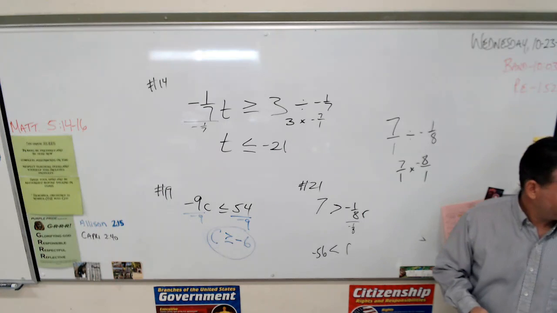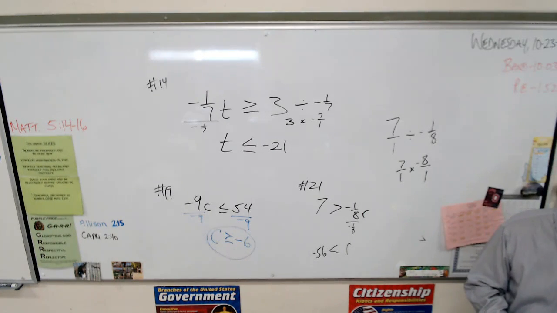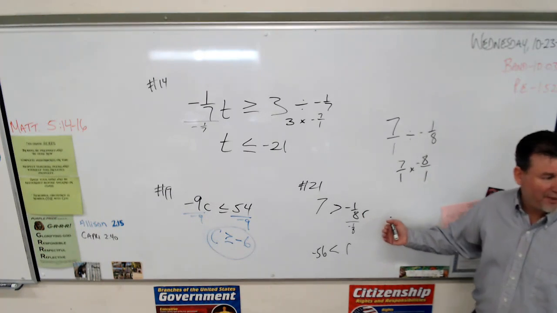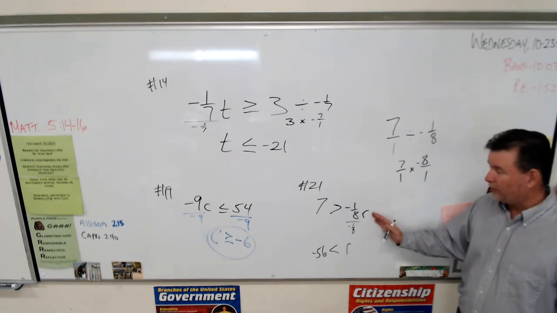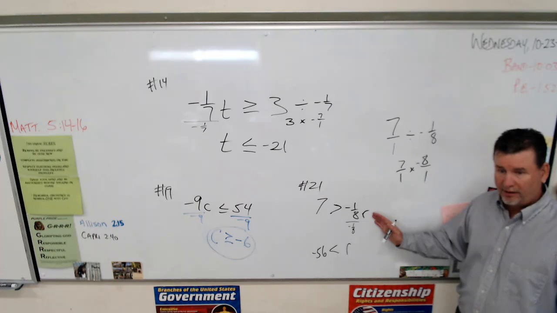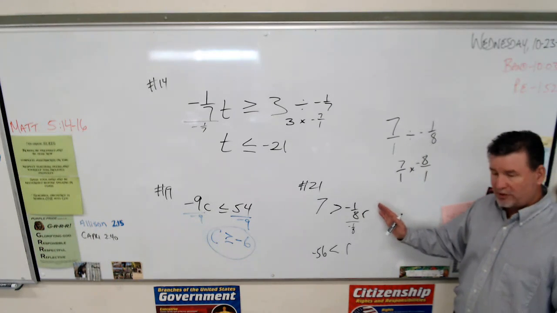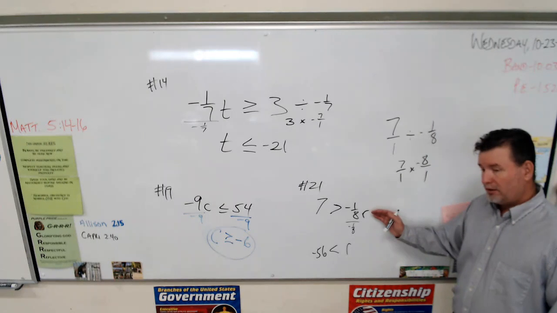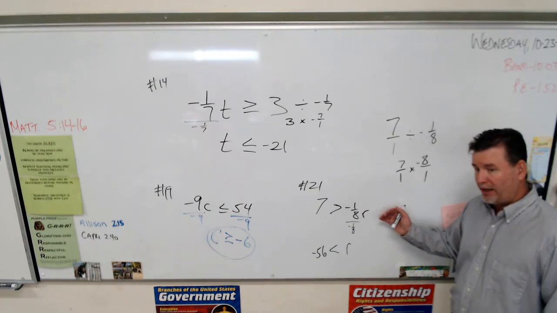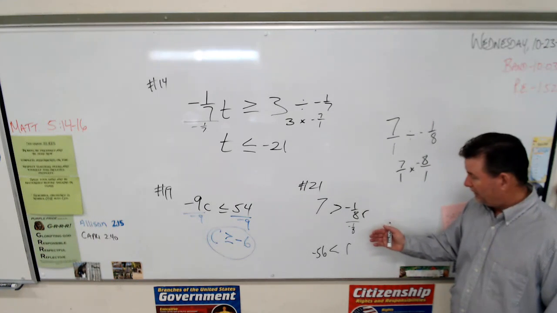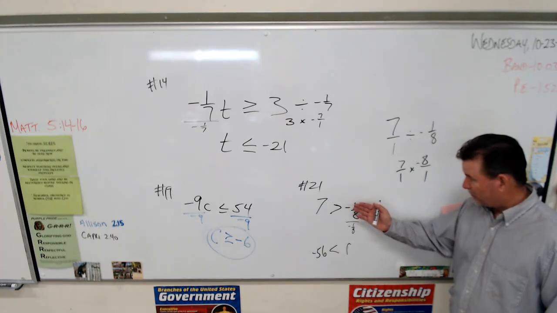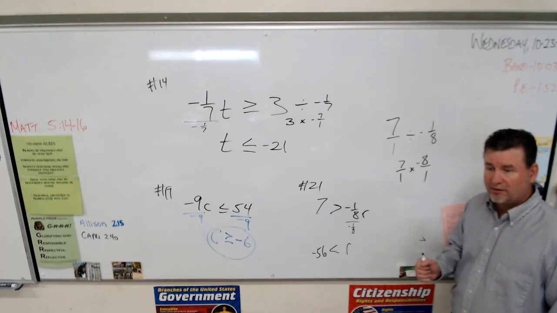1,055,000. Yeah, 1 million. But let's use something that would be easy to convert in this problem. Let's say this was -48. Okay? -48 is greater than -56. So if this was -48, 1/8 times -48 would be +6. Is 7 greater than 6? Yes.